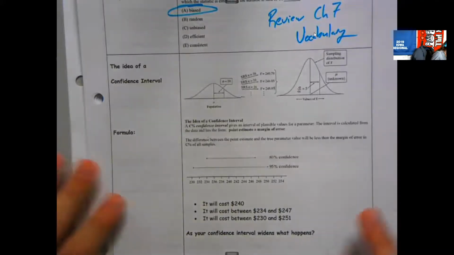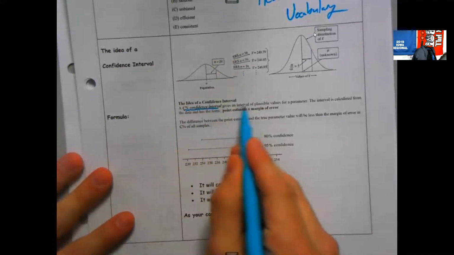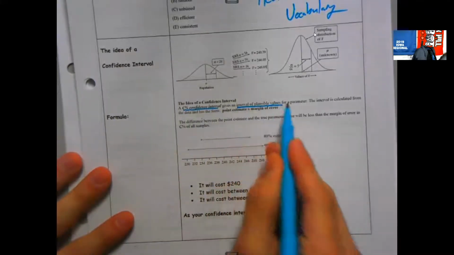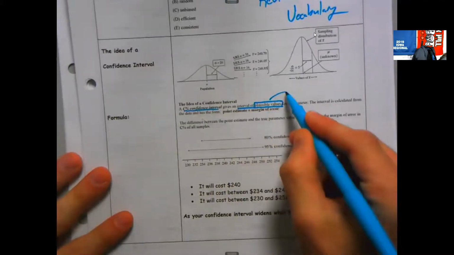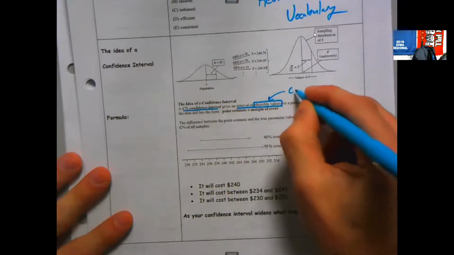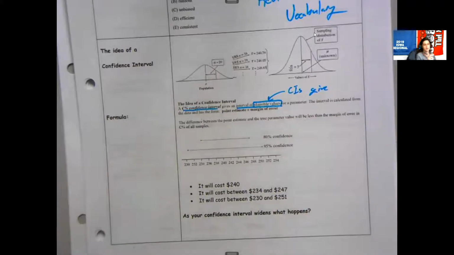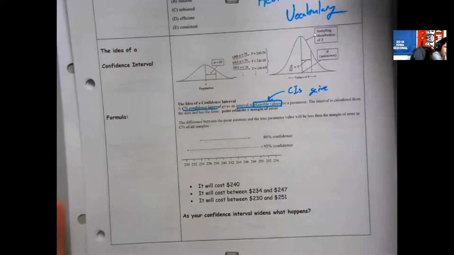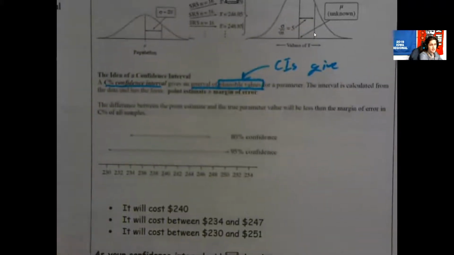You see it here. Take a moment to read. The C% confidence interval gives an interval of plausible values. Put a little box around that phrase, plausible values. CIs give plausible values. Where could it be? What does plausible mean? If you don't know what plausible means: possible, reasonable, it would make sense.